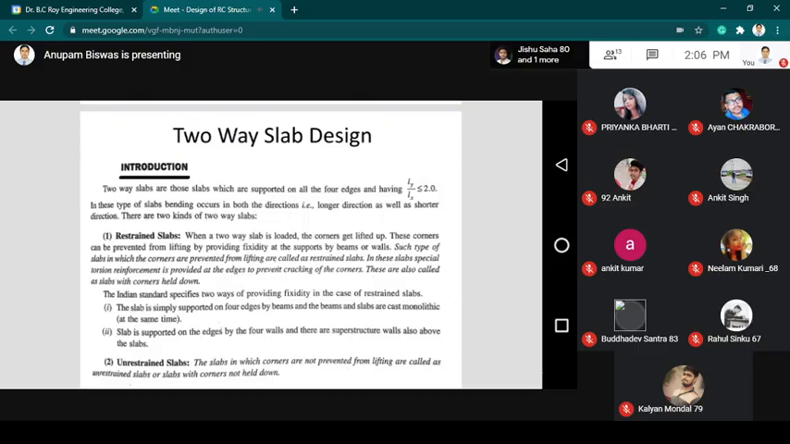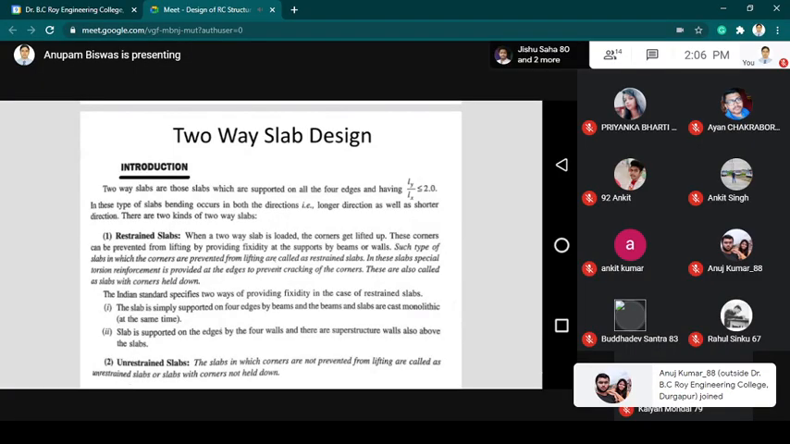So instead of beams here, the walls are carrying the load of the slab directly, and the fixity is also obtained because there is a wall present above the slabs. So this is how the fixity is obtained, and in this way it resists the lifting of the corner edges of the slab.